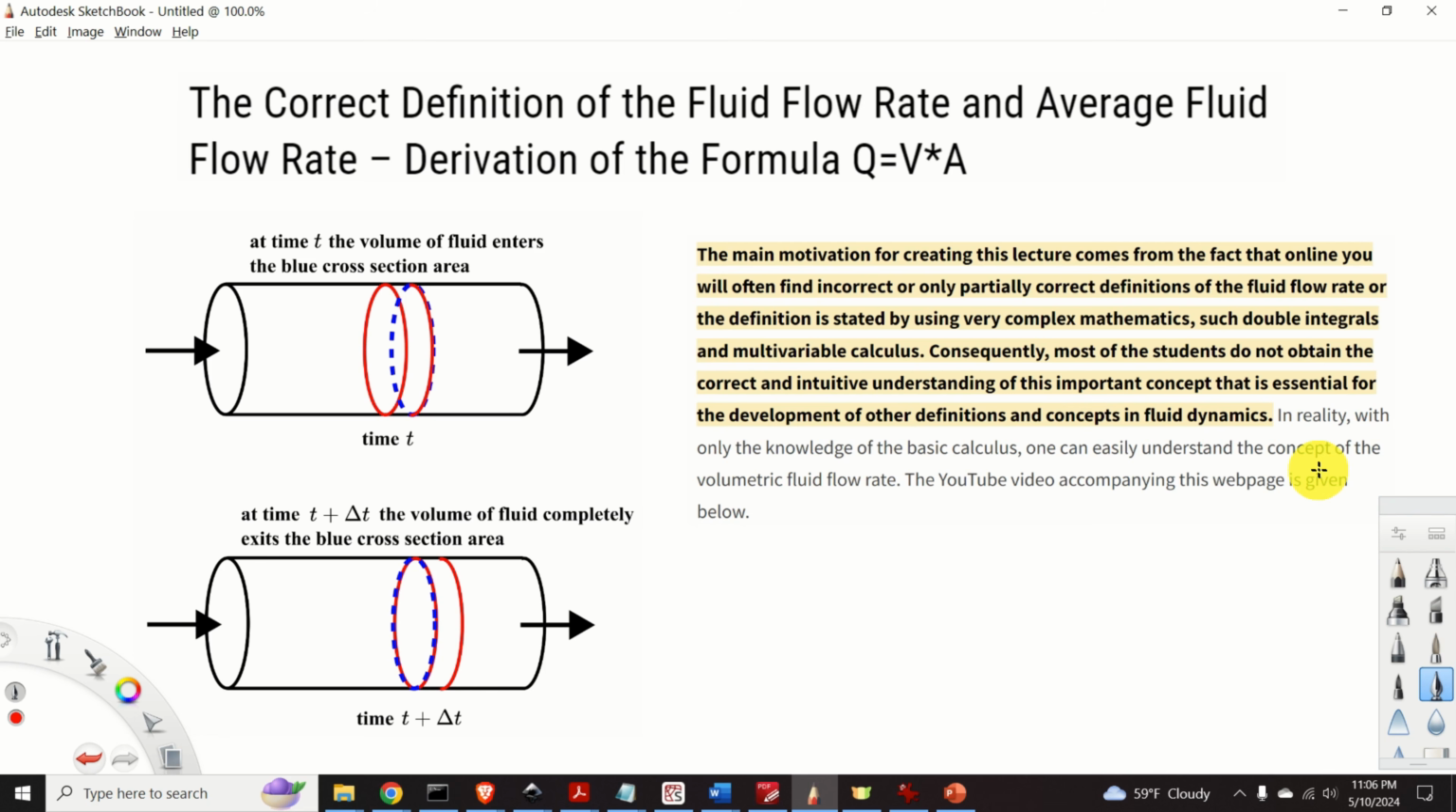In reality, with only the knowledge of the basic calculus, one can easily understand the concept of the volumetric fluid flow rate.